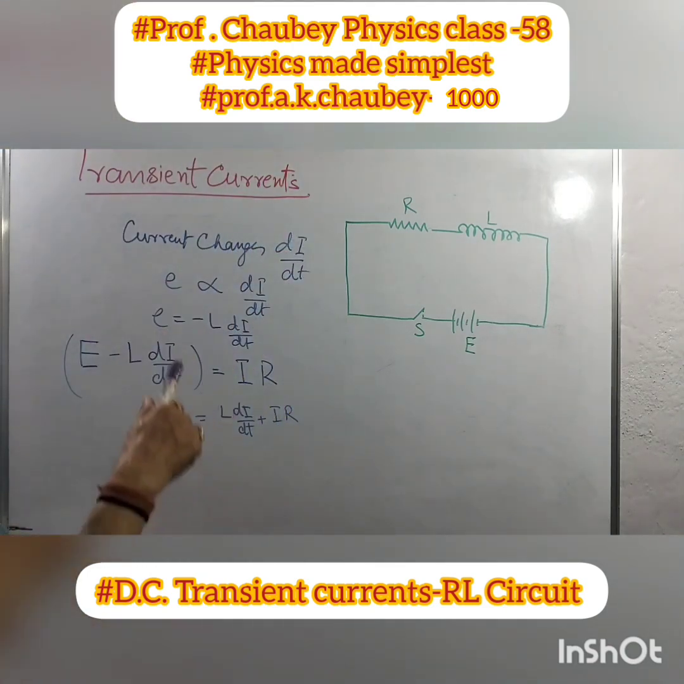It starts from 0, it reaches the maximum, and finally L di/dt becomes 0 and E is equal to IR. So this is the equation.